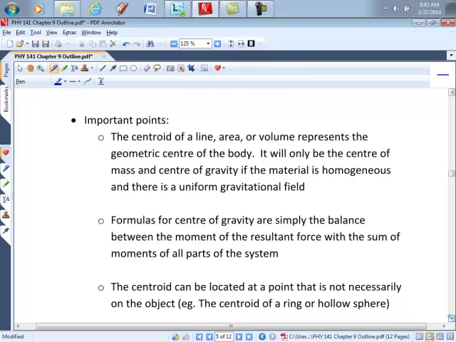The formulas for center of gravity are simply the balance between the moments of the resultant force and the sum of moments of all of the system. That's the basis for those formulas, and that's all that we're finding. We can put a single force that has not only the same force as all of the forces, but the same resultant moments. And finally, the centroid can be located at a point that is not necessarily on the object. For example, the centroid of a ring or of a hollow sphere, or any of those bent wire shapes, probably isn't going to be actually on the wire.